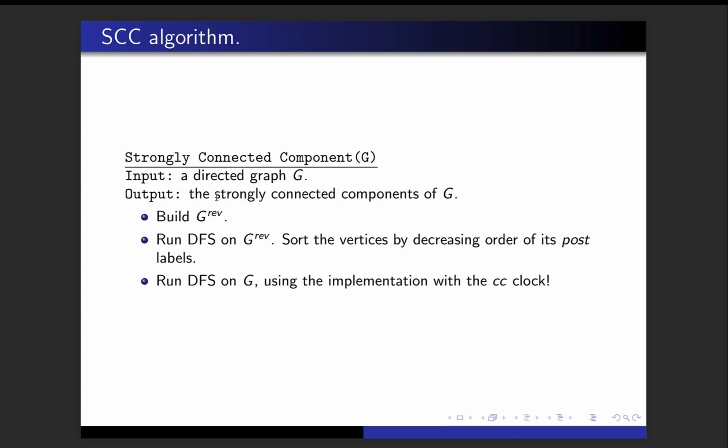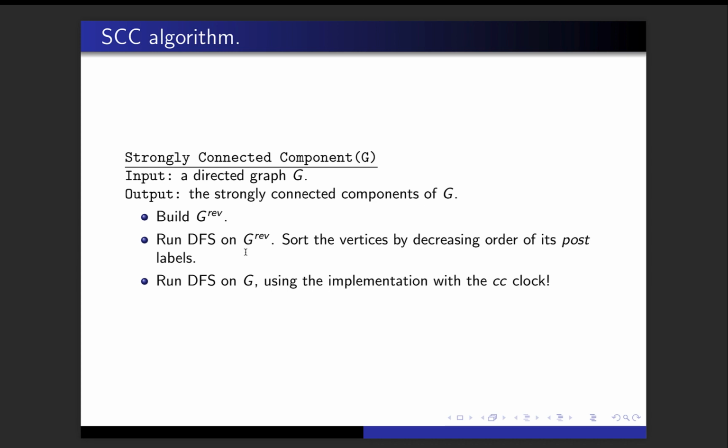If you want to keep track of the components, an easy way to do this is to use the implementation with the CC clock. The same implementation you use for undirected graphs will allow you to identify the strongly connected components. But the intermediate step is key: sort the vertices in decreasing order of the post labels after running DFS on the reverse graph.